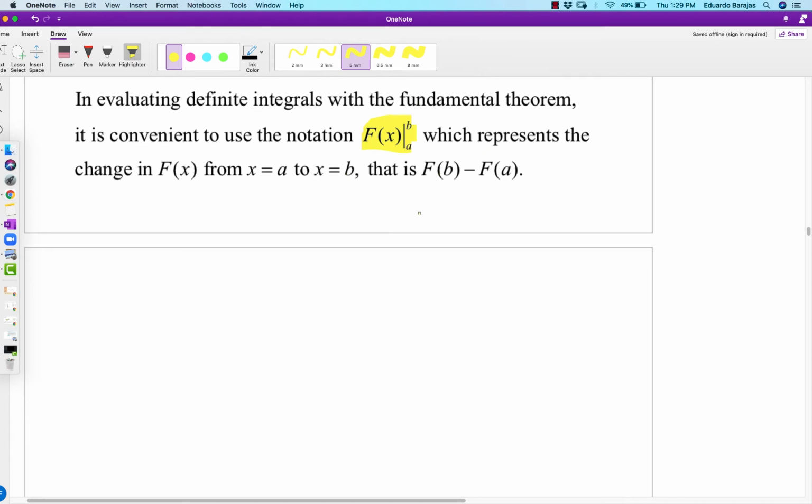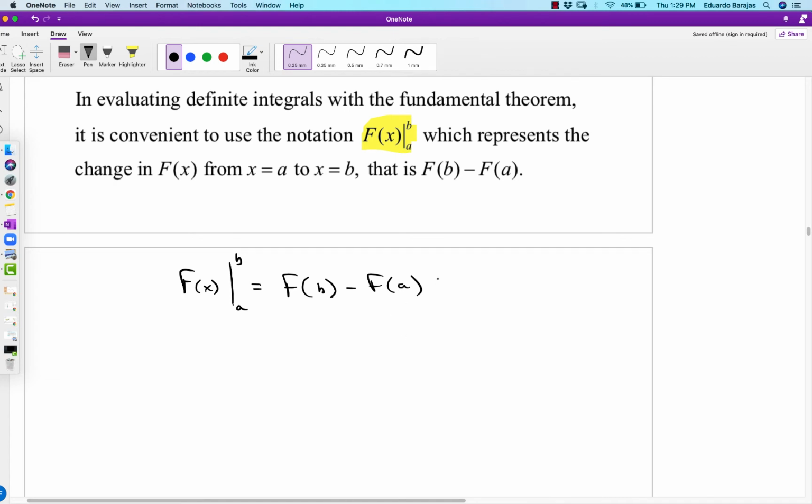And pay attention to the order. The order is important. So capital F of x evaluated from a to b is equal to capital F of b minus capital F of a. Okay, so we're integrating from a to b, but then the order comes this way. So this one comes first, and then this one comes second. Okay, so the order is important.